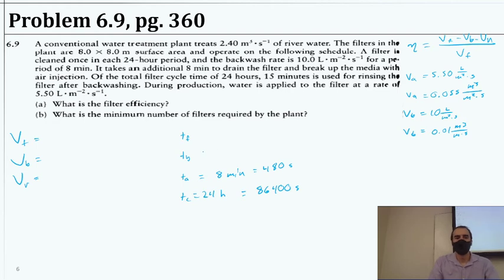480 seconds there. The time for the backwash was the same. And the time of the filtration, oh, excuse me, I need the rinse here too. We'll do this. Time of the rinse was 15 minutes. And if we do that, that is 900 seconds.